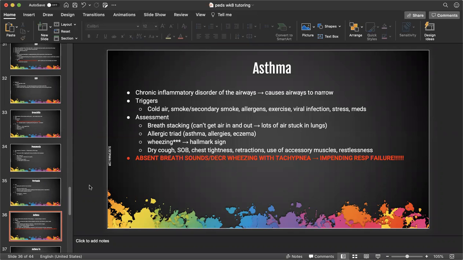So assessments: breath stacking, so they can't get air in and out, which causes a lot of air to be stuck in the lungs. They can also have the allergic triad, which is asthma, allergies, and eczema. Wheezing is a hallmark sign. And then they can also have dry cough, shortness of breath, chest tightness, retractions, use of accessory muscles, and restlessness. And a big thing with asthma: if they begin to have absent breath sounds or decreased wheezing with tachypnea, it means they're having an impending respiratory failure.